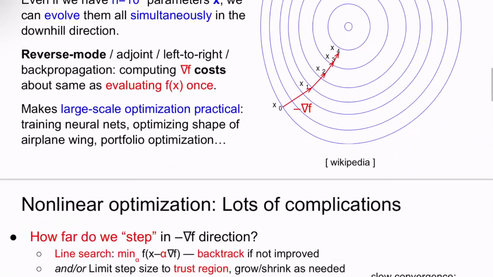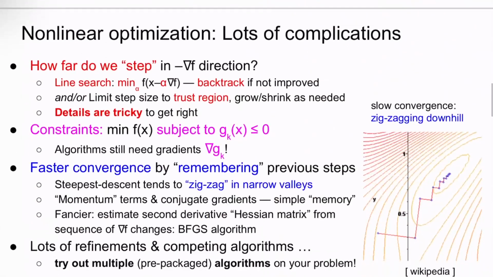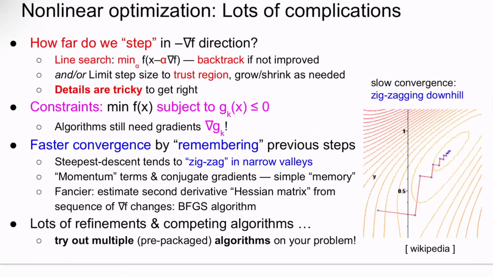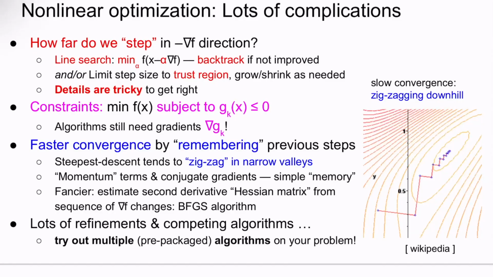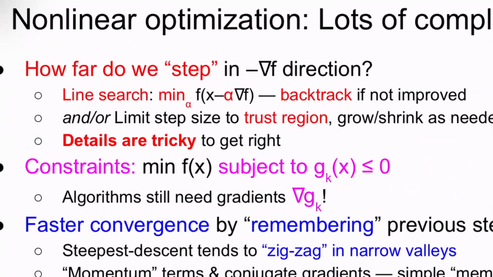So there are a lot of complications in this that I'm not going to go through at all, but I just want to mention some of the complications that, if you want to do this for real, you would cover to some extent in a nonlinear optimization class. So the gradient points uphill, minus gradient points downhill. So great, that tells you what direction to go, but how far do you go in that direction?